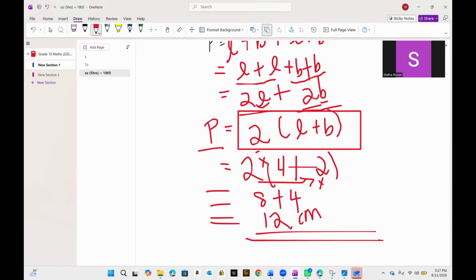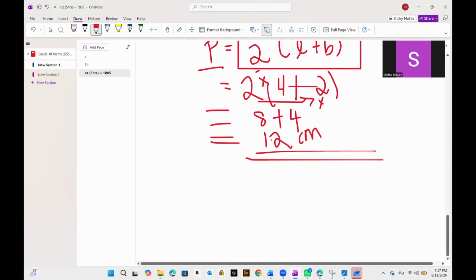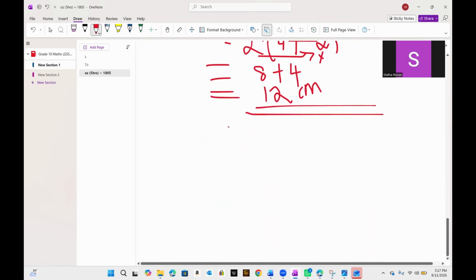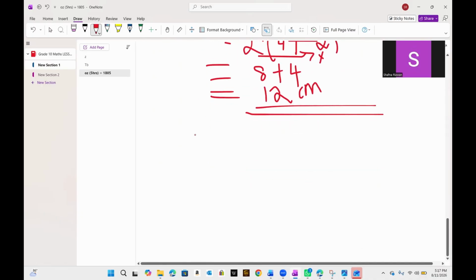So your perimeter of a rectangle is how much? It is 12 centimeter. So what was the formula you used? Perimeter of a rectangle equals 2(L plus B). Did you all understand? Yes. Okay. Now let's go to the second one. The second closed plane figure I can take here is, what is it? Square.